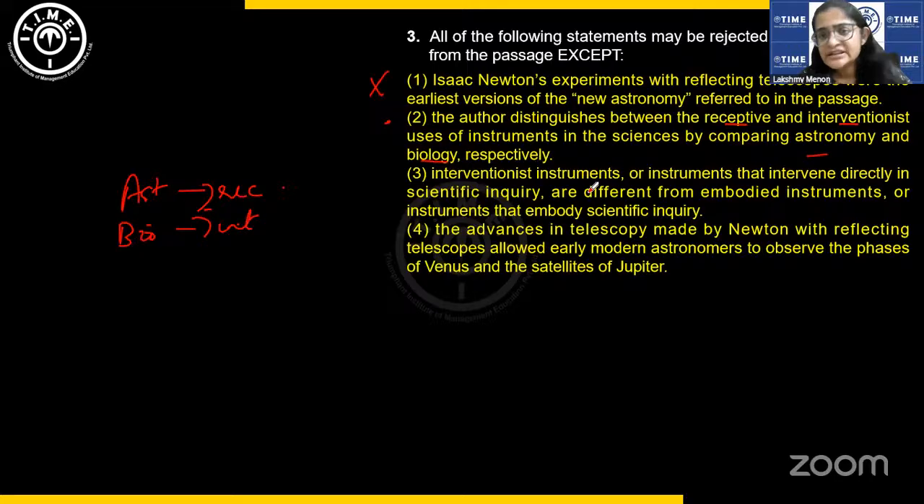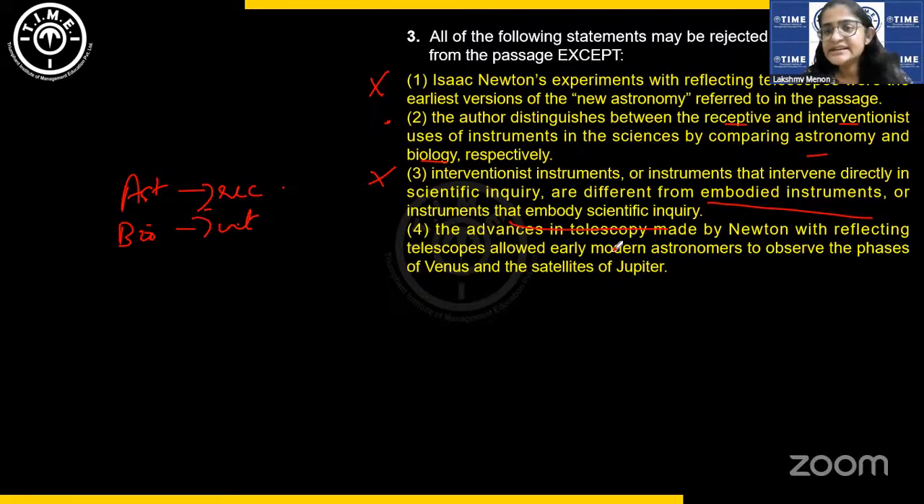Okay, interventionist instruments, or instruments that intervene directly in scientific inquiry, are different from embodied instruments, or instruments that embody scientific inquiry. This distinction is not made in the passage. The distinction is between interventionist and receptive instruments. If you skimmed through the passage, you would easily be able to eliminate this.